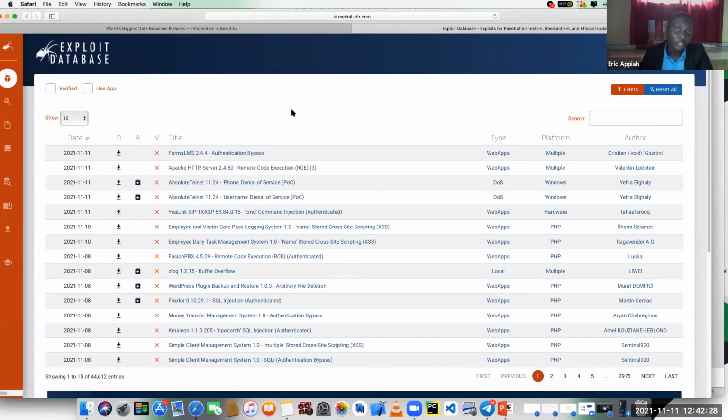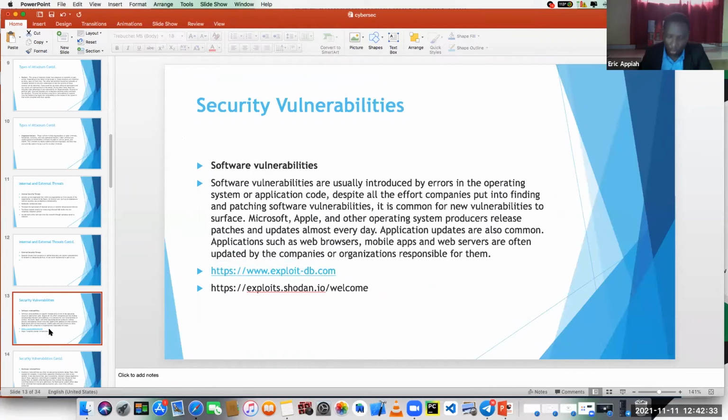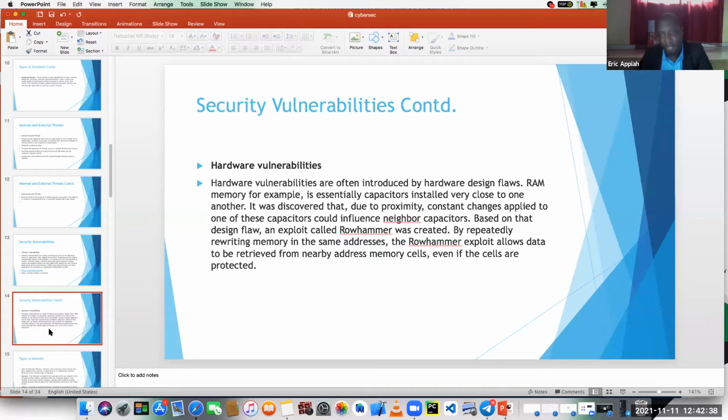Let's go back to, now, there are also hardware vulnerabilities. Hardware design flaws. RAM, for example, is essentially capacitors installed very close to one another. There could be a design flaw, and recently it was reported by Intel, a design flaw in the processor that enabled people to hack into the system.